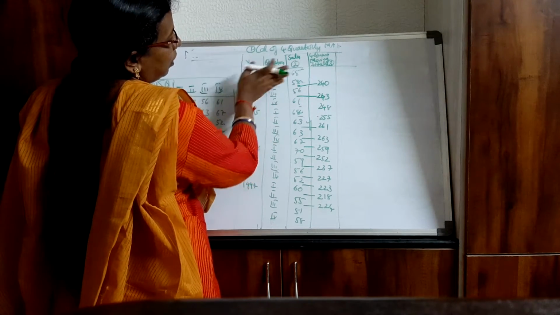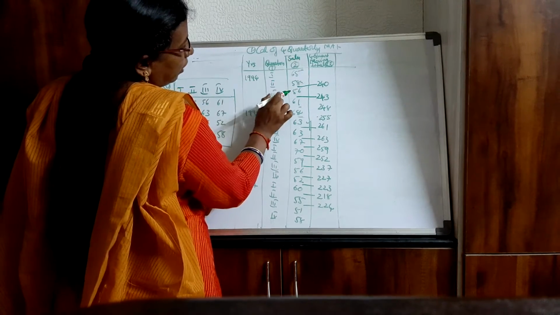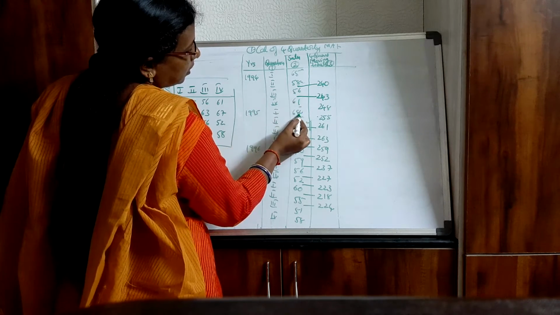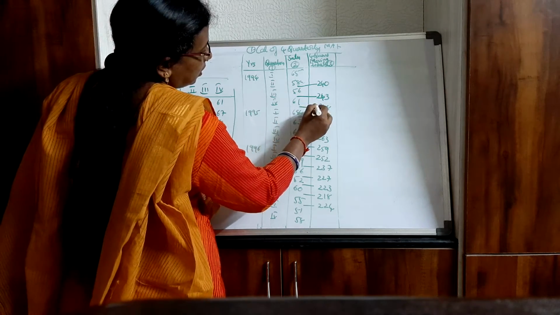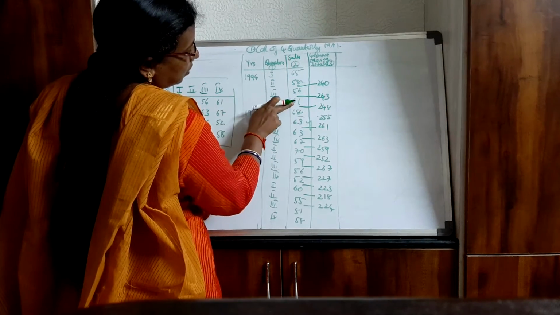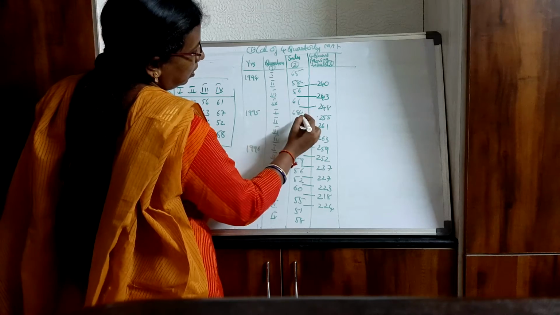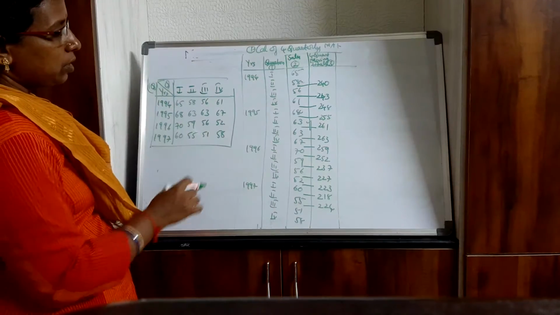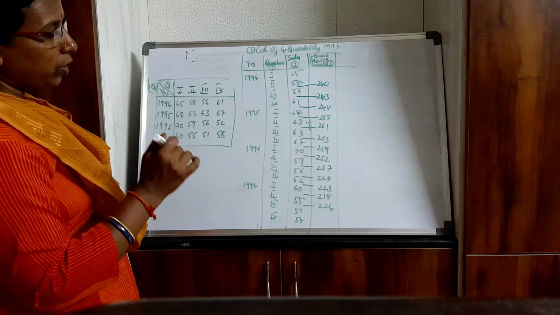Then for the third value, leave the first 2, add from the third onward, the subsequent 4. So 56, 61, 68, 63. So this is the middle value. Similarly, leave the first 3, then add the next 4. So 61, 68, 63, 63, you will get this middle value. Like this, you calculate the 4 quarterly moving totals.